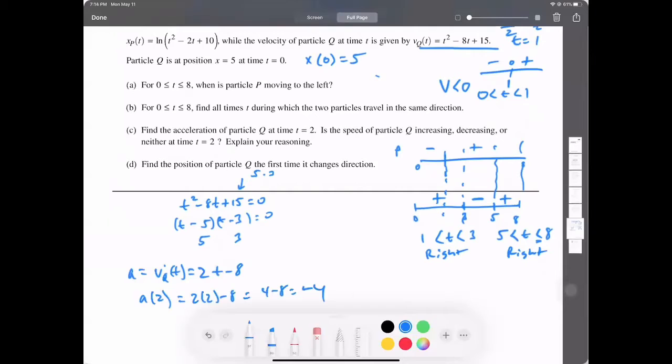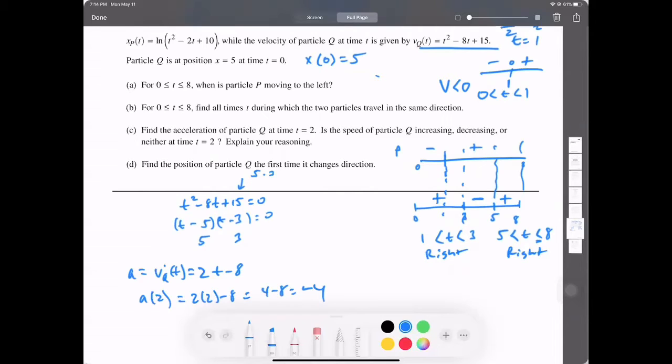So what does an acceleration of negative 4 mean? Are we speeding up or slowing down? Imagine if the wind is fighting you, right? It's giving you a negative acceleration, it is slowing you down, okay? So we're moving not as fast to the right, we're slowing down. Is the speed of the particle q increasing or decreasing, or neither when t is equal to 2?